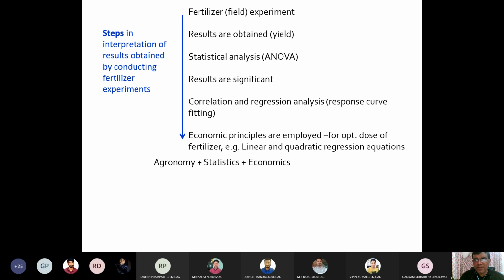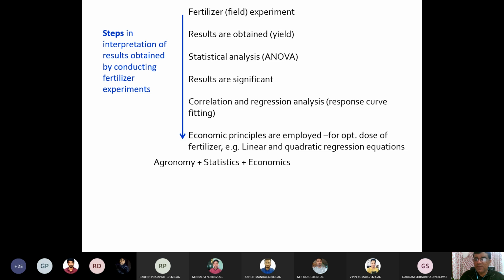then you go for correlation and regression analysis. If your results are significant due to fertilizer application, then you go for correlation and regression analysis. And through correlation and regression analysis, we can find the response curves. How to find the best response curve is known as response curve fitting. And once we have found the response curve, then we can apply certain economic principles to find out the optimum dose of the fertilizer. Therefore, we go for fitting of the response equations.